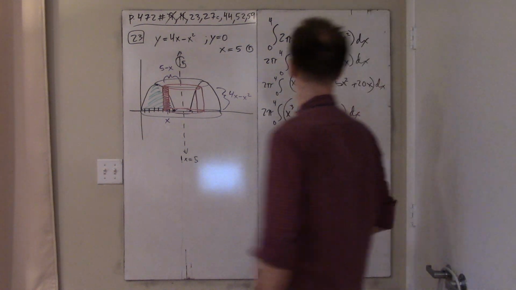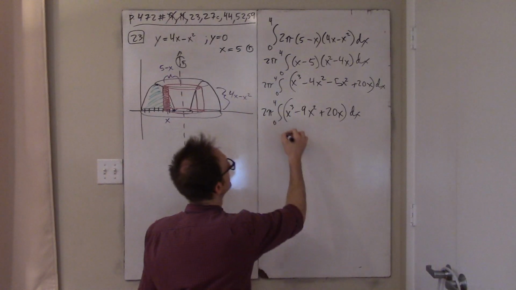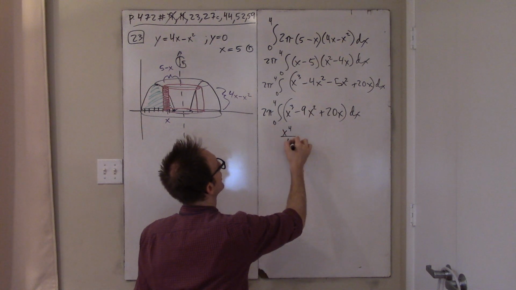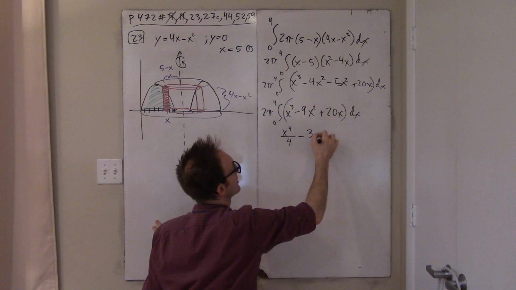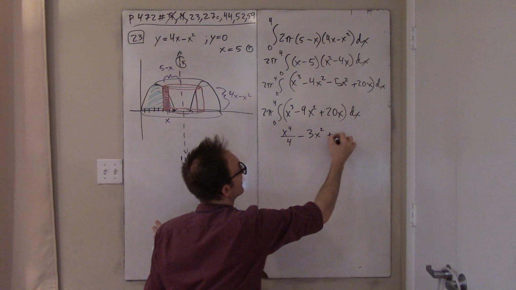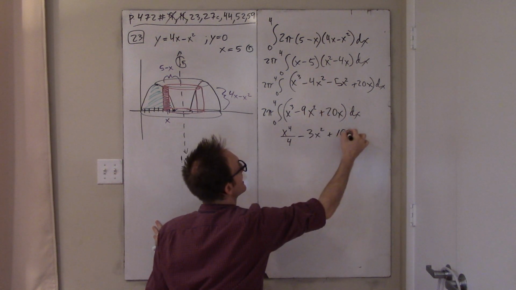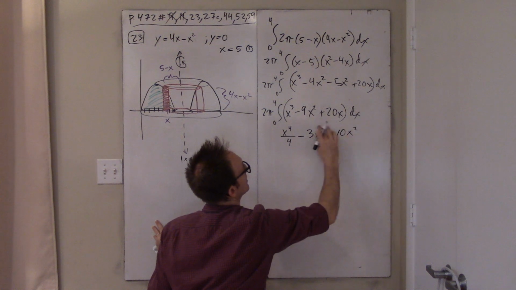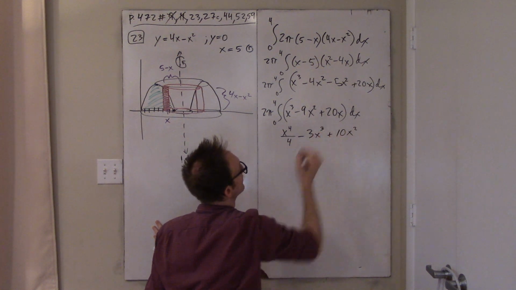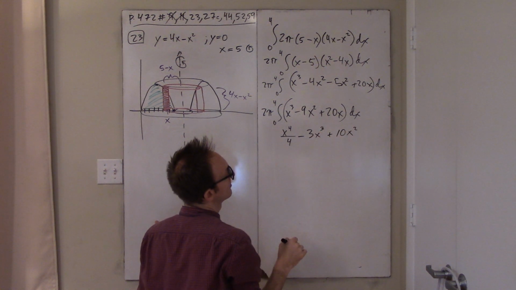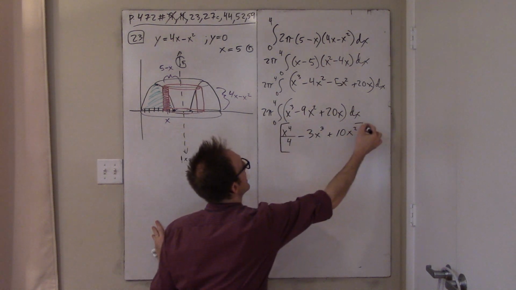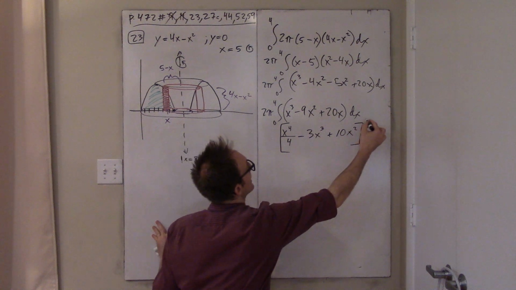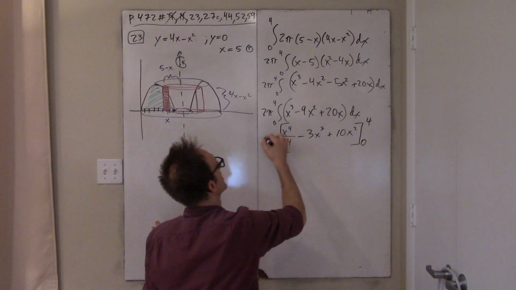Okay, now we just do it. So we got x to the 4th over 4 minus, you go up to the power of 3 and divide by 3, so it's just going to be 3x squared plus, up a power and divide, so 10x squared, minus 3x cubed, up to 3, and then up to 2. So all this evaluated at 4 and 0, and it's a 2 pi here.